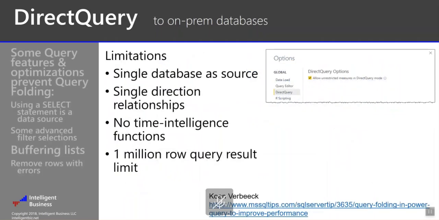So these are some of the limitations. You can only use a single database, single direction relationships. It's more of an advanced topic. It's not really true anymore that there are no time intelligence functions supported. It's just that performance will suffer. And you do have a 1 million row limit per result set. And I'll tell you that if you're working with that kind of data volume in a single report, you're going to have problems anyway. So that's really not a significant limitation.